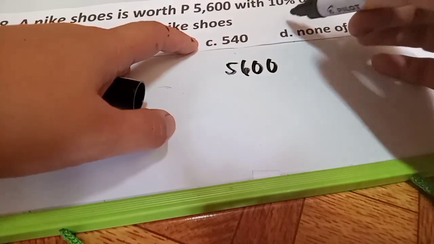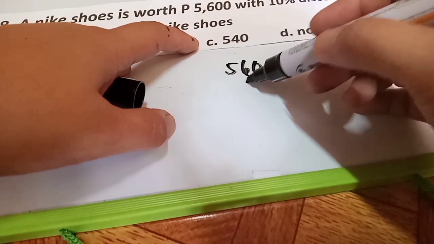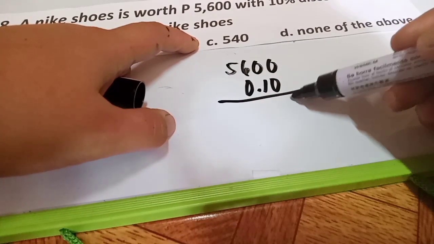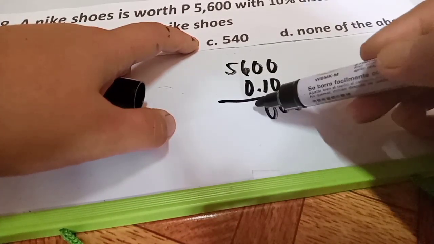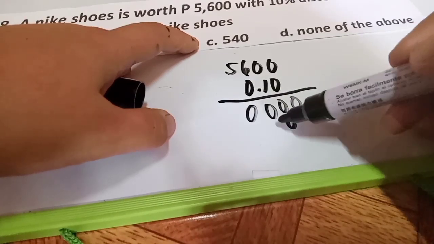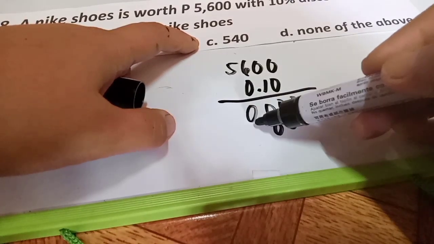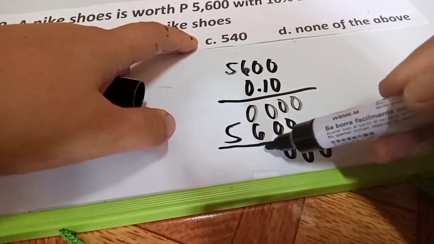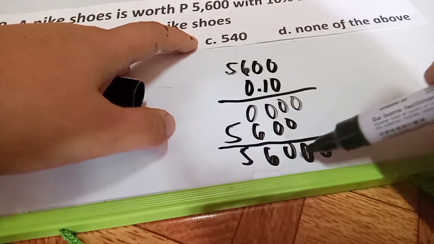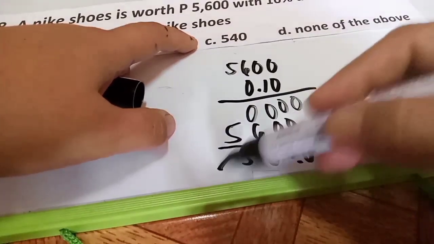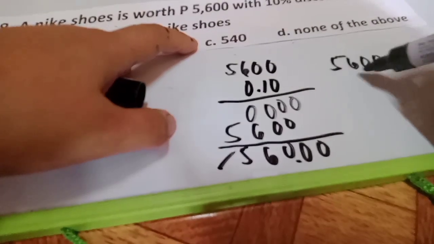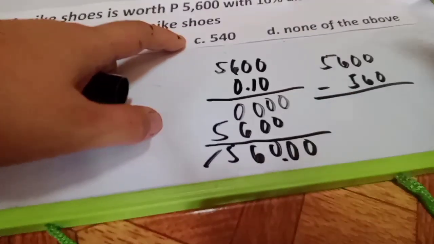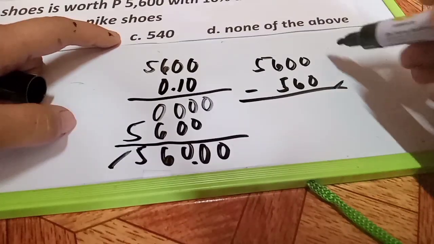Again, 10% will change again to decimal place. This will become 0.10, right? And then we will multiply. That will be 560. So 5,600 minus 560. So we will subtract because that will be the discounted price to the original price.